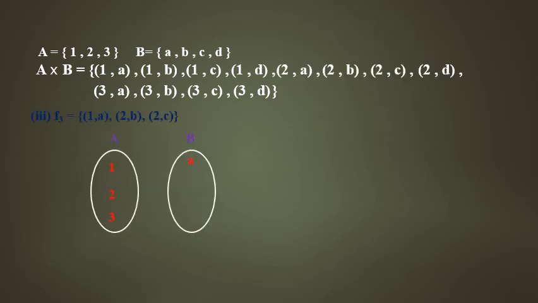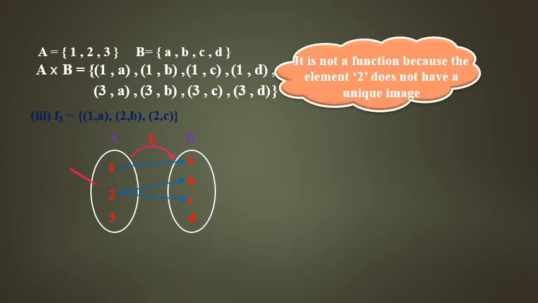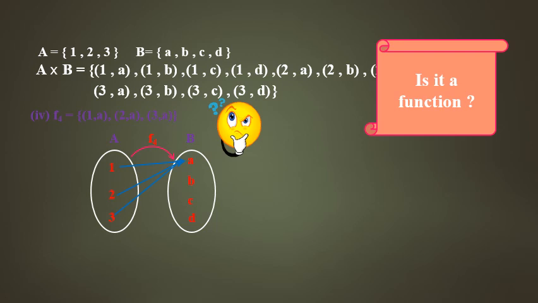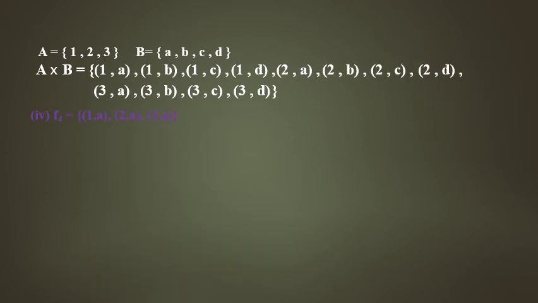Consider the arrow diagram for f3. It is very easy for us to consider. Now look at this. Once again the same: 2 does not have a unique image, and 3 is also not connected. Consider the arrow diagram for f4. Is it a function? Obviously it is a function, because all elements are connected and they are connected with a unique image.